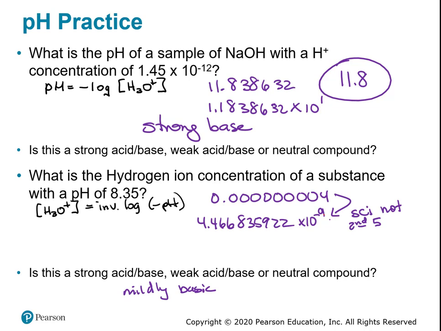So now the final answer would be what? Yes, 4.47. 4.47 times 10 to the minus ninth, that's molar. Make sure that you don't round. Don't leave off the exponents. You have to keep those. But remember, the numbers out front are the ones where you take the significant figures into account.